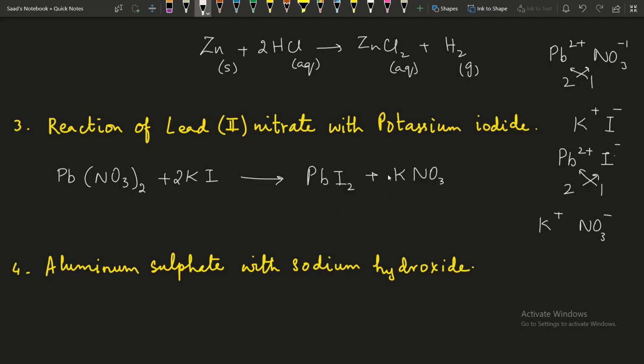To balance potassiums, I need to write 2 over here with potassium. All right, now I'll check nitrate. Nitrate, I'll take it as 1 unit. I will not break it into nitrogens and oxygens and separate them. No, I will take it as 1 unit. So over here I have 2 nitrates, and 2 nitrates are also over there. So I think now the equation is balanced.